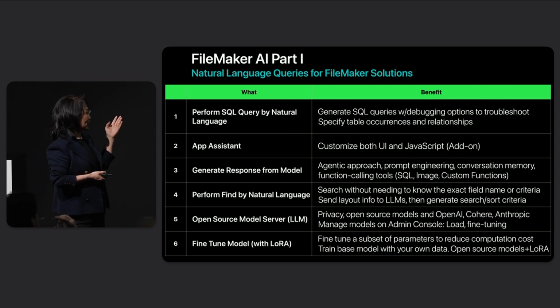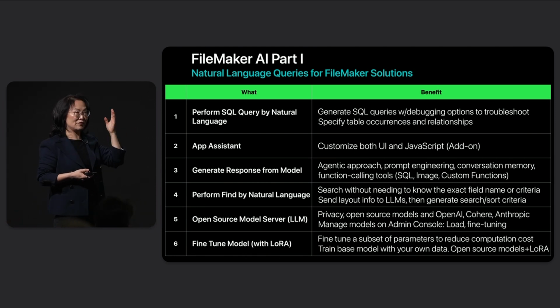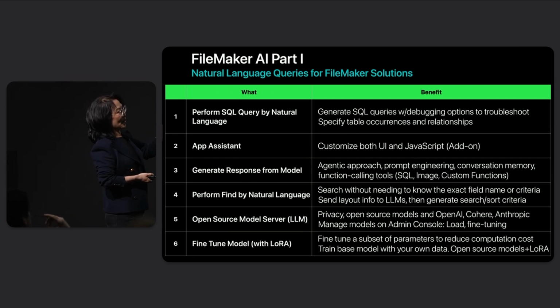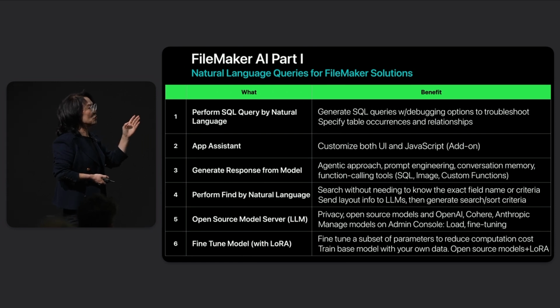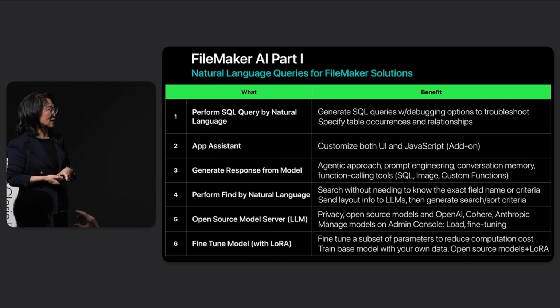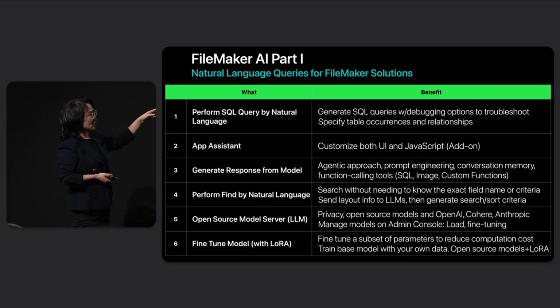Number 3, Generate Response from Model. We use the agentic approach to give you flexibility and full control to manage prompt engineering, conversation memory, and function calling tools. We have 3 function calling tools for the 2025 release: SQL, image, and custom functions. Of the top 3, Generate Response from Model gives you more flexibility and control than the first, Perform SQL Query by Natural Language, and App Assistant.